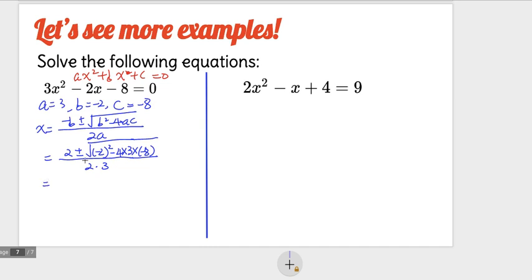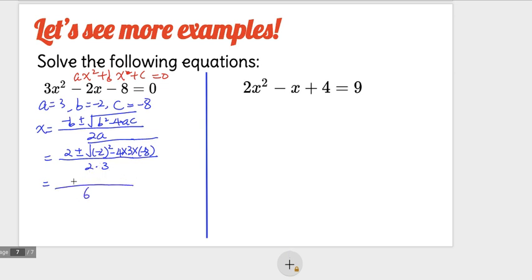Several things I want to remind you. First, make sure this fraction line covers all the parts. And also do not forget the square root covers all the parts. Sometimes students forget it, which might lead to mistakes in the next step. So now we just need to finish the calculation.